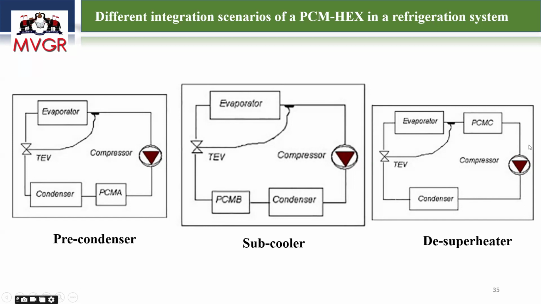So the lower temperature vapor will enter the compressor. So my compressor load will be reducing, and that will give energy efficiency. So if you put that phase change material at any location of a basic VCR system, obviously it will improve the COP. So performance will be drastically improved.